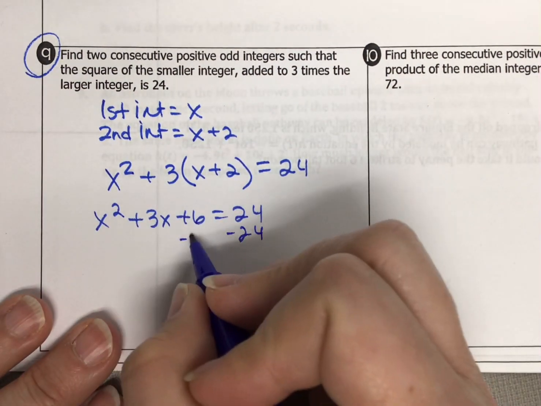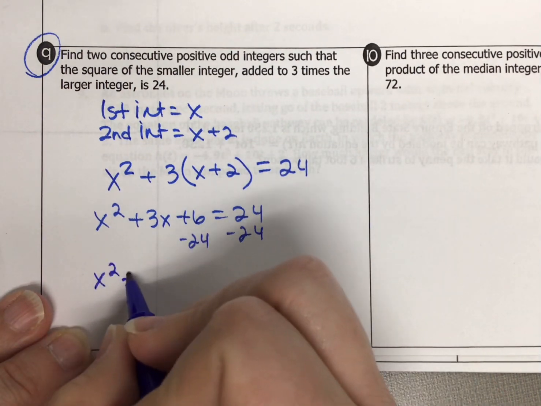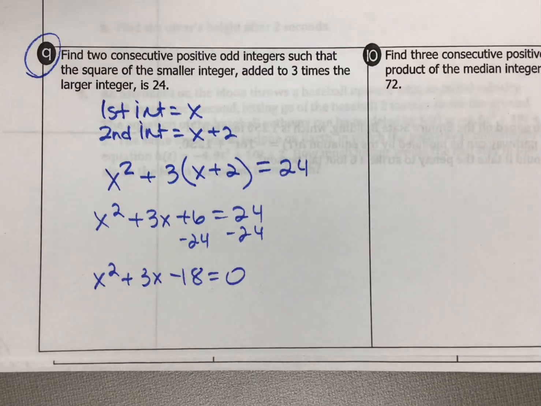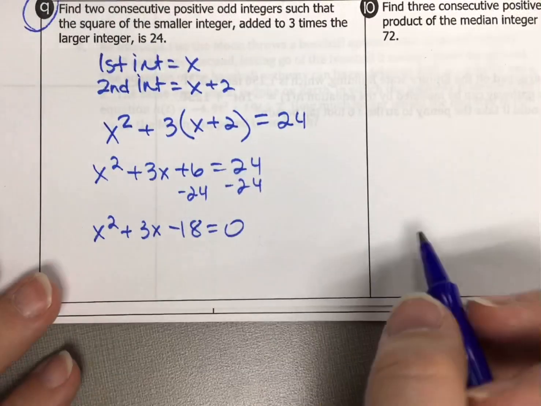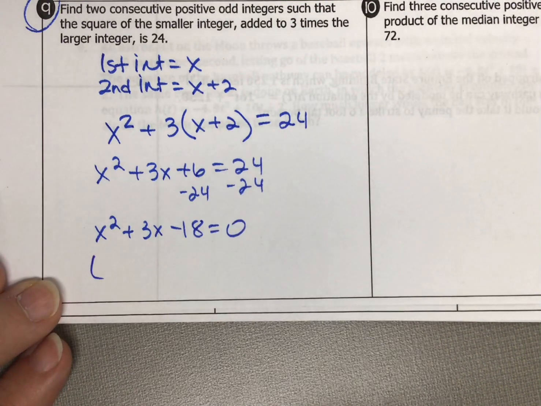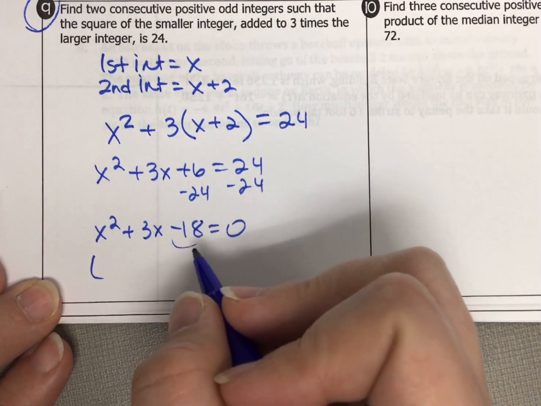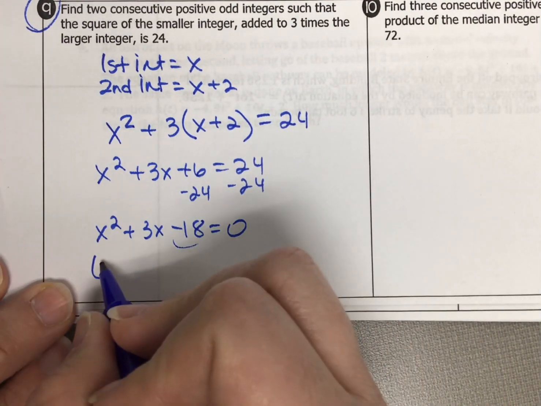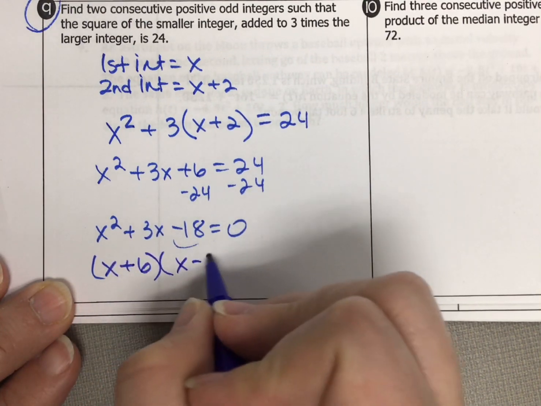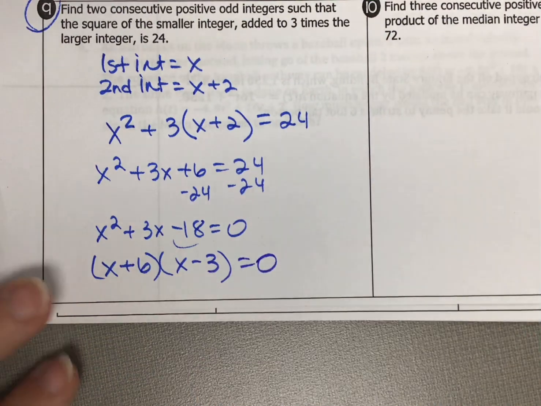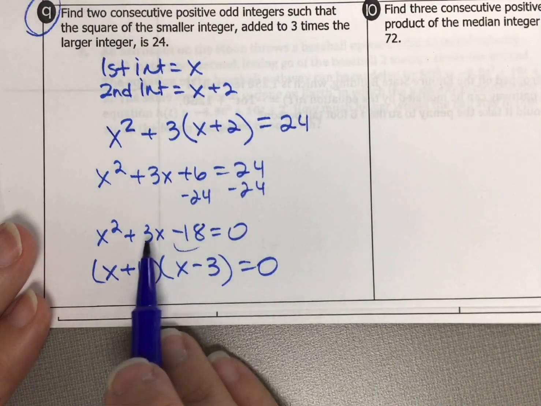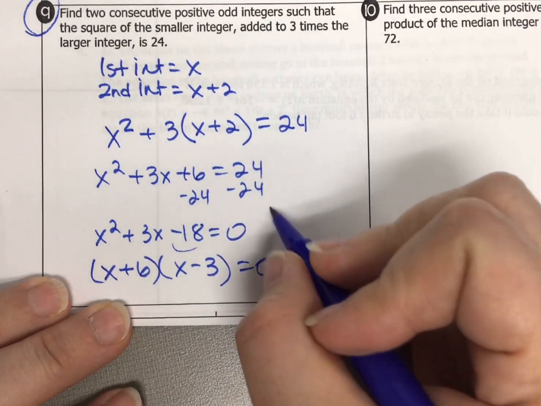We're going to go ahead and subtract 24. We get x squared plus 3x minus 18 equals 0. And then you're going to solve from here. And I think this one's pretty easy to factor. So I'm looking for numbers that multiply to get negative 18 and add up to 3. I can do x plus 6, x minus 3. Because 6 times negative 3 is negative 18, and then 6 plus negative 3 is positive 3.